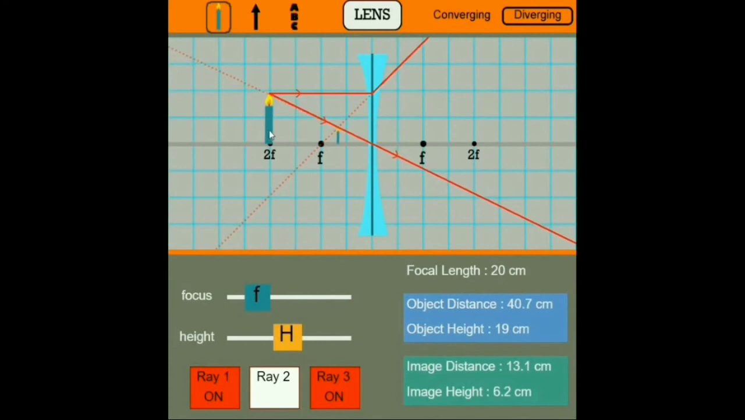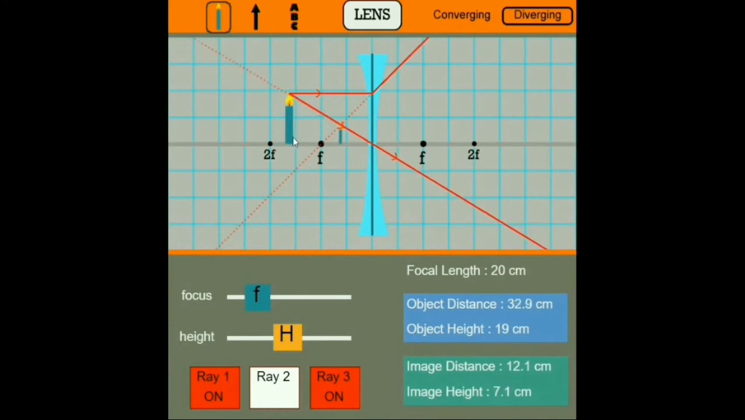When it is at C, now check the image. The image is formed between the focal point and the optic center on the same side, and it is virtual, erect, because the extended dotted line forms the image. When it slowly moves to the center of curvature, then also the image is formed between the focus and the optic center, and it is again virtual, diminished, erect.